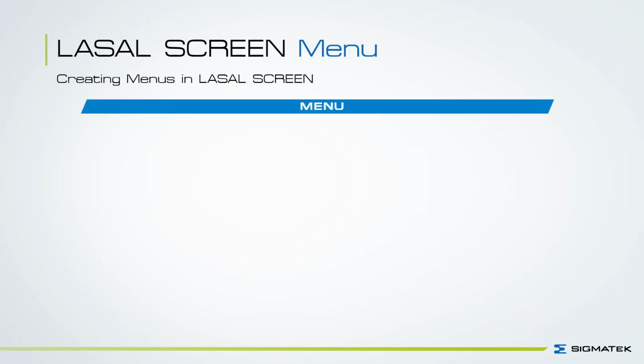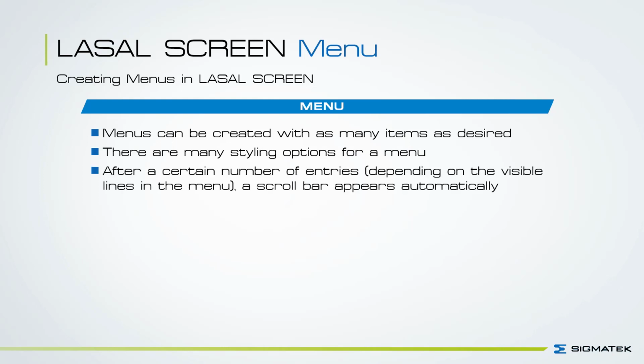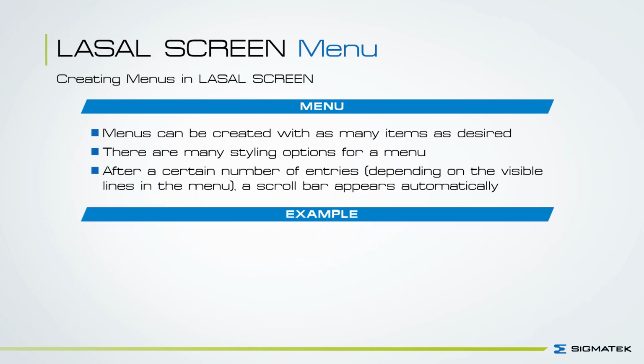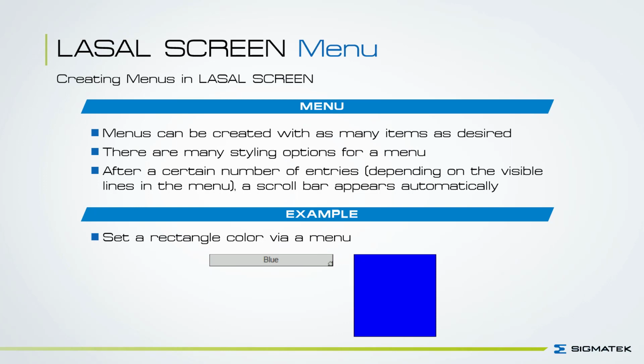Menus can be created with as many items as desired. There are many styling options for a menu. After a certain number of entries, depending on the visible lines in the menu, a scroll bar appears automatically. As an example, I set the rectangle color via a menu.